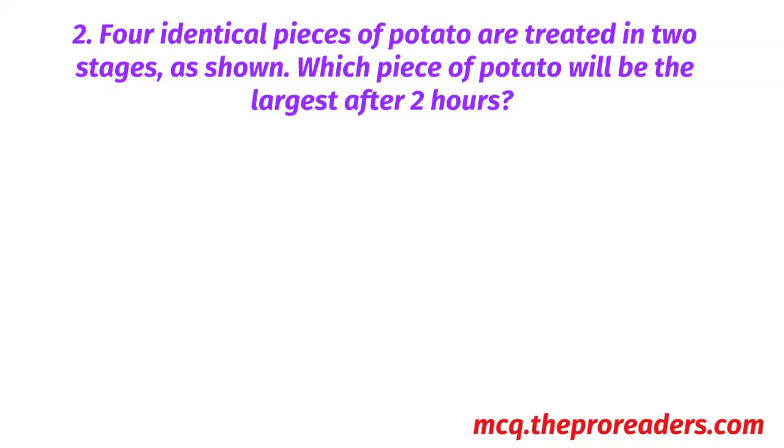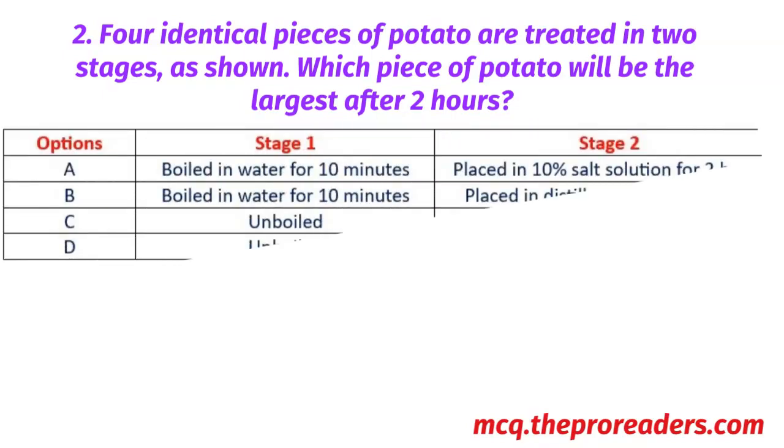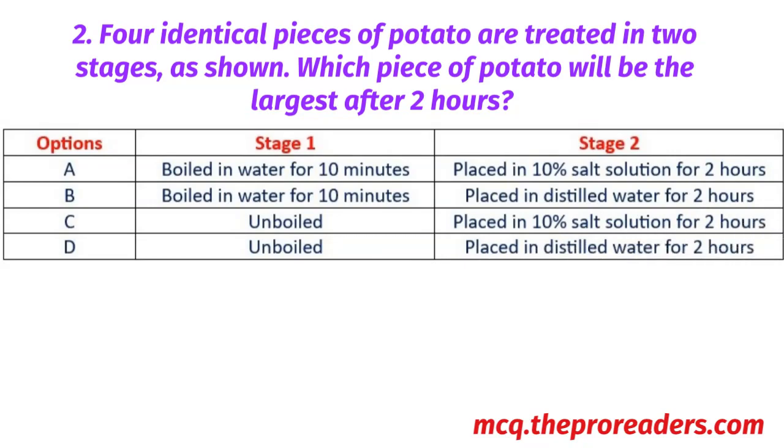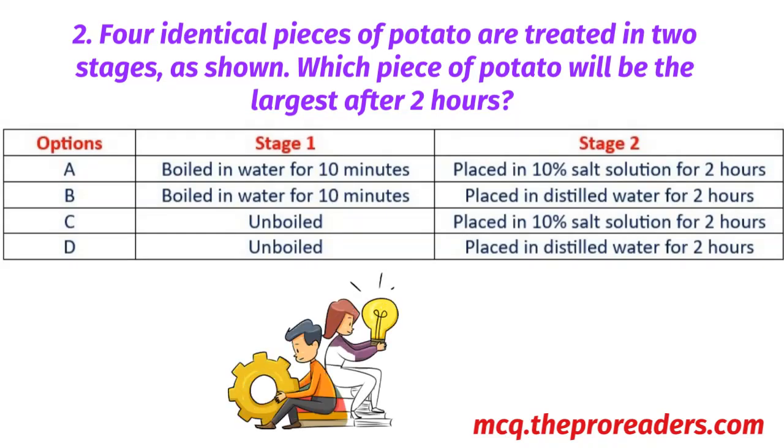Four identical pieces of potato are treated in two stages as shown. Which piece of potato will be the largest after 2 hours? Stage 1, Stage 2. Boiled in water for 10 minutes, placed in 10% salt solution for 2 hours. Boiled in water for 10 minutes, placed in distilled water for 2 hours. Unboiled, placed in 10% salt solution for 2 hours. Unboiled, placed in distilled water for 2 hours. Option D, unboiled, placed in distilled water for 2 hours is the correct answer.